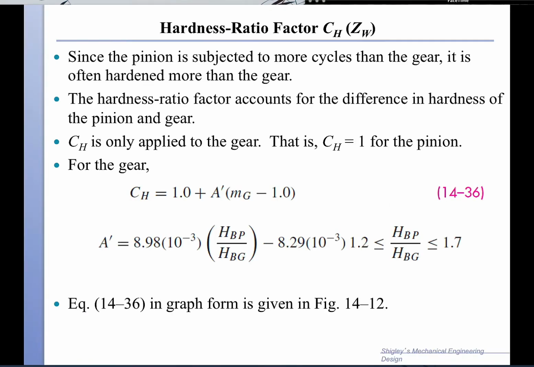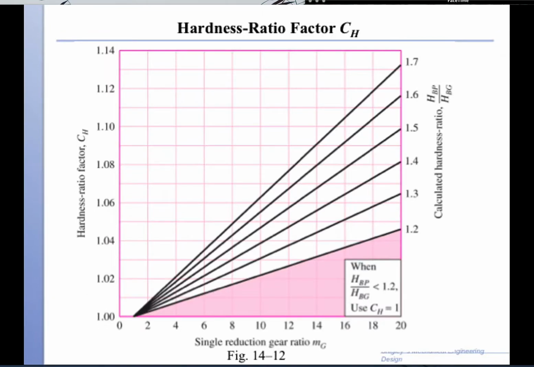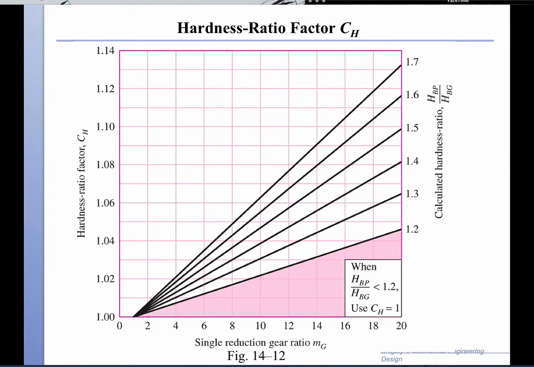And if you look at the hardness ratio factor, this is when we have contact between the gears. The hardness ratio factor is taken as 1 for the pinion because the pinion is usually hardened more than the gear. And therefore, for the gear, you compute the hardness ratio factor. It depends on the Brinell hardness value for the pinion and the Brinell hardness value for the gear, and is given in graphs in here.